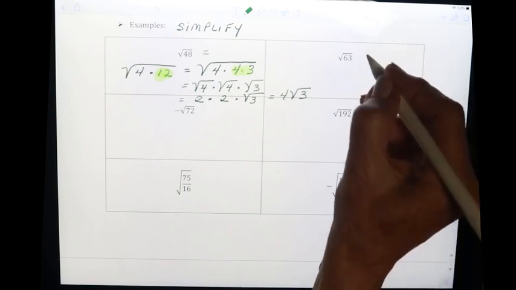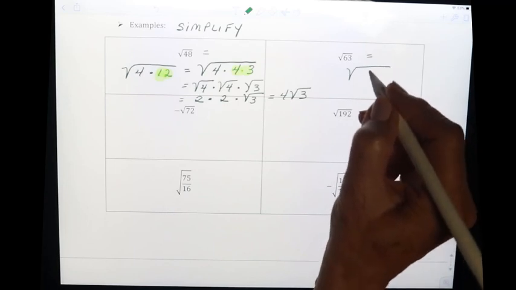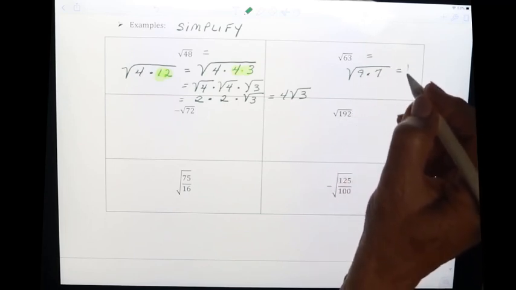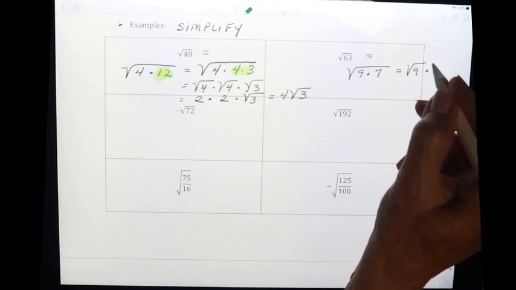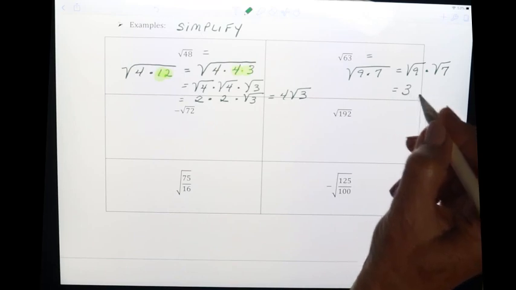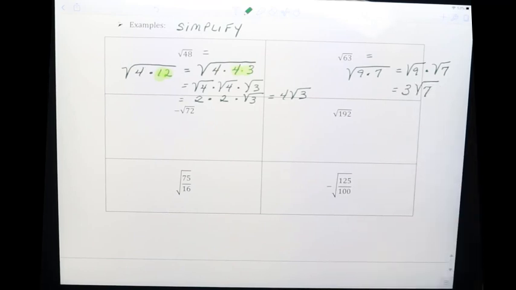All right, so let's try the square root of 63. Trying to simplify it. 9 times 7 comes to my mind. And again, using that rule for working with radicals, I can split this apart, take the square root of 9 to get 3, and leave the square root of 7 under the radical.